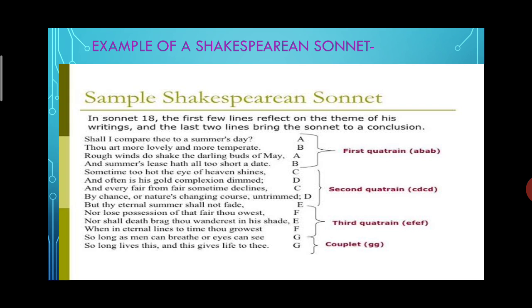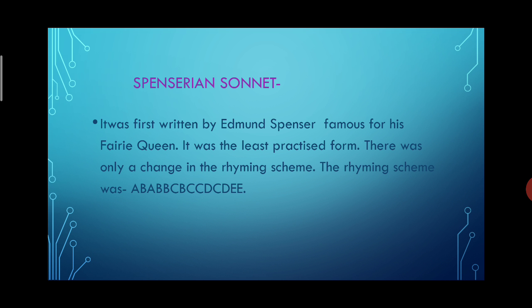It is a sample of a Shakespearean sonnet. This is a very famous sonnet by Shakespeare. Shall I compare thee to a summer's day? So day and May, it is the same sound, A, and it rhymes. Temperate and date, it is the same sound, B, B. Then the next sound is named C, shine and decline. Dimmed and untrimmed, D. Fade and shade, the next sound named E. Owest, F, growest, F, and the last one C and the G, G. So these are the 3 quatrains and a concluding couplet.